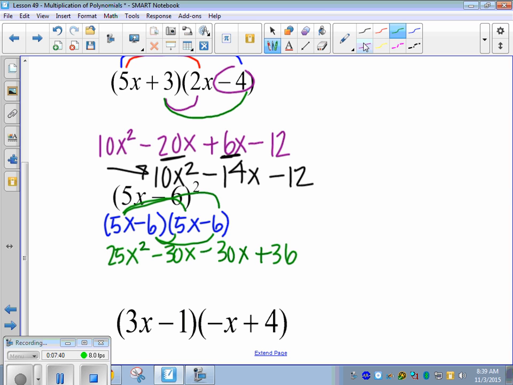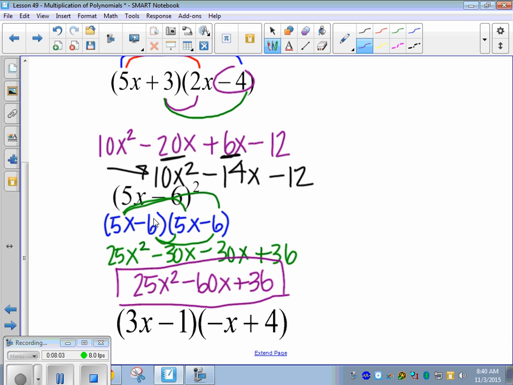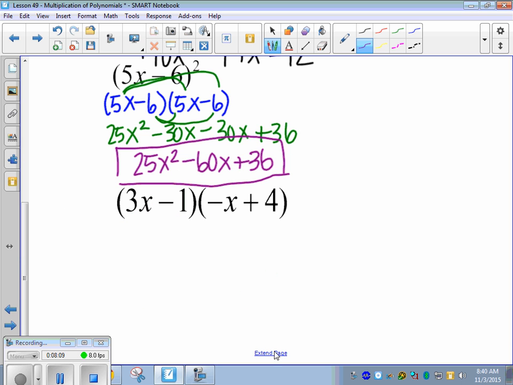I'm in the same place I was last time. I have some like terms. This right here is not my final answer. I have to combine my like terms before I circle my answer. So 25x squared minus 30x minus 30x is going to be minus 60x plus 36. That is my final answer. All right, so don't fall prey to this squares sign. We can't just distribute it. It's harder than that, unfortunately.